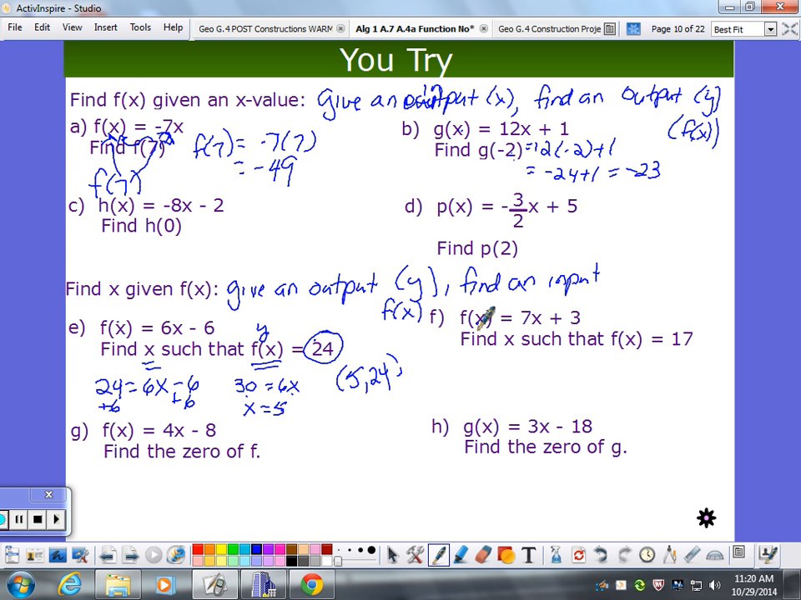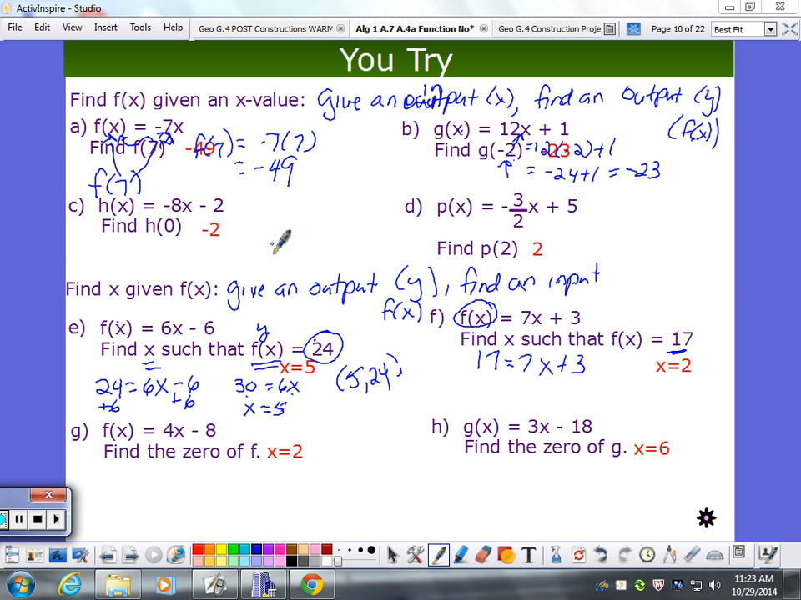Look at this one. F of x is 7x plus 3. F of x is 17. Where does the 17 go? So substitute what you see. Solve f of x. Substitute. This one is giving you an x, so plug it in. All right, try the other two. You had a little time to work with this.